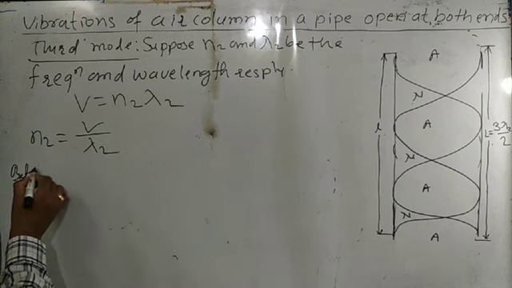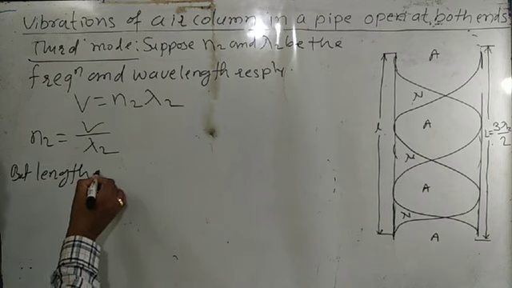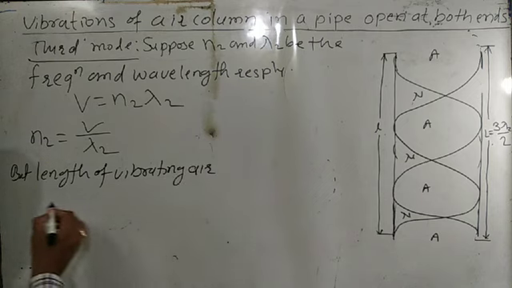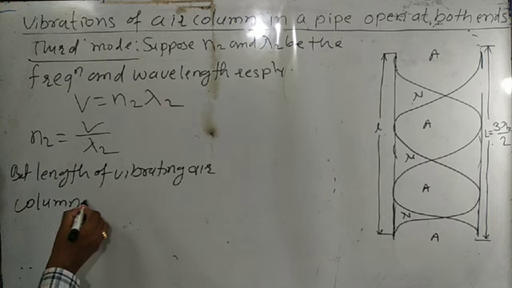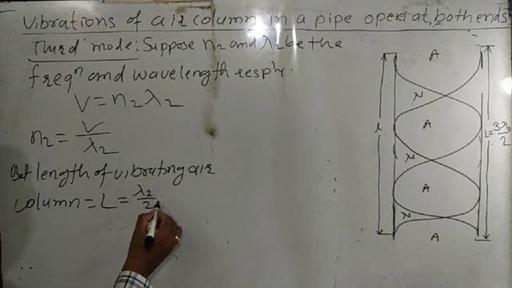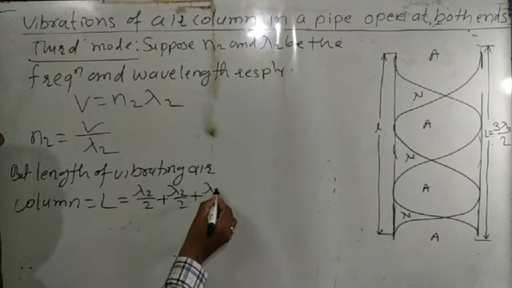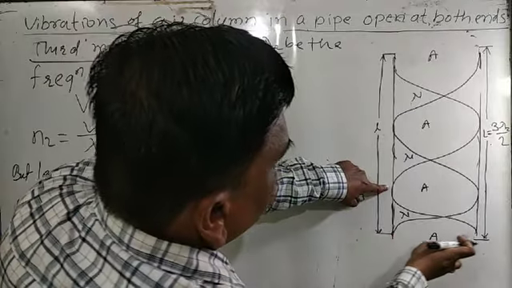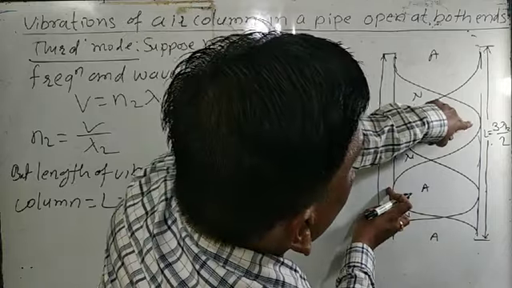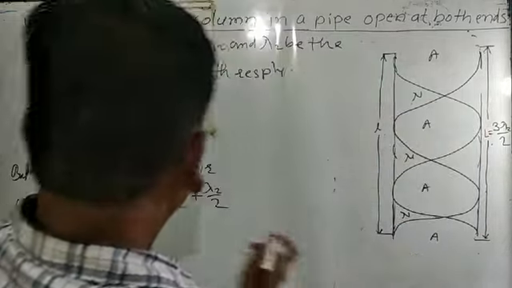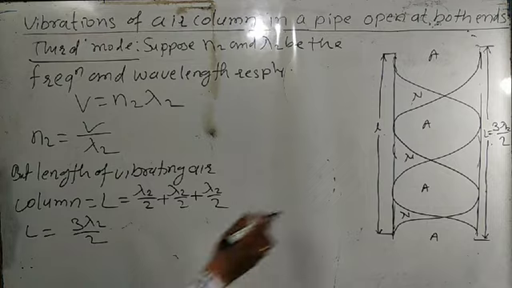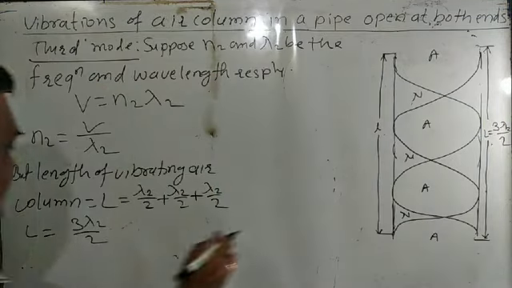Then again n2 equal to V by lambda 2. But the length of the vibrating air column L equal to lambda 2 by 2 plus lambda 2 by 2 plus lambda 2 by 2. Here lambda 2 by 2 is half a wavelength, lambda 2 by 2, lambda 2 by 2 and lambda 2 by 2, 3 of them. We can add these, then we get L equal to 3 lambda 2 by 2. Here shown in the figure, 3 lambda 2 by 2.